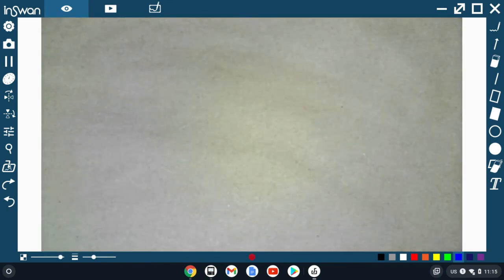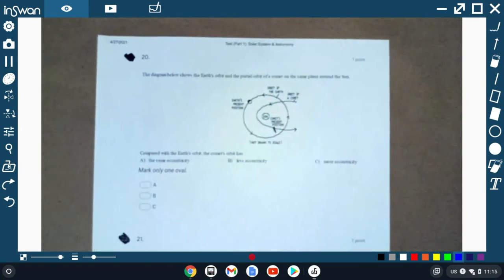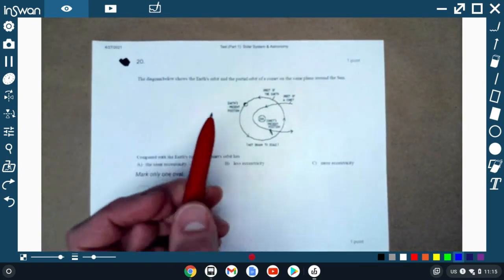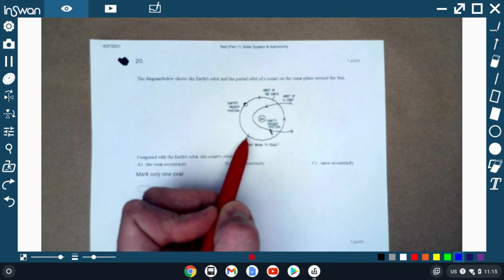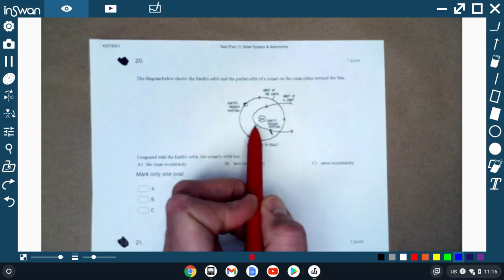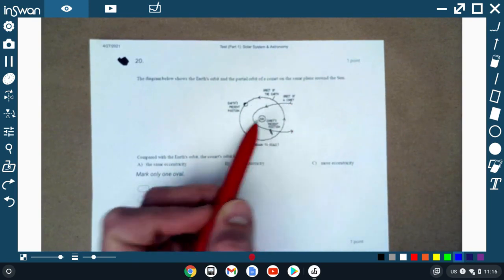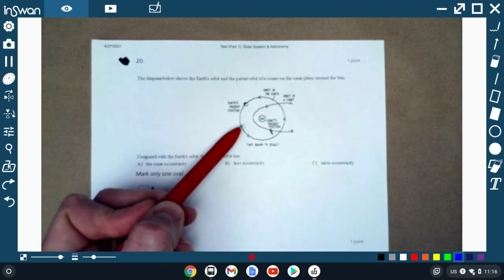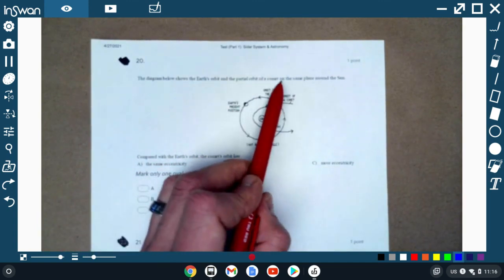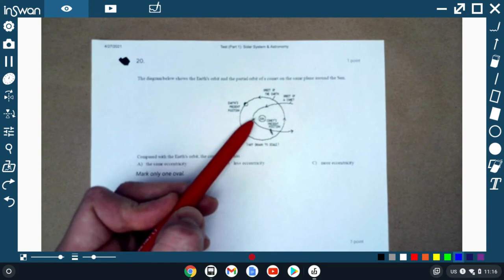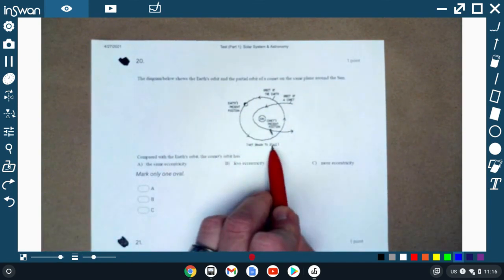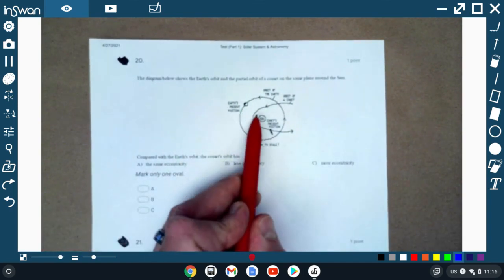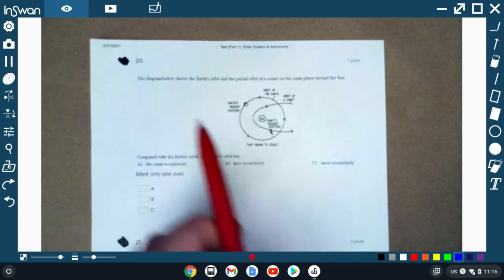All right, moving on to number 20. Okay, so we have a diagram here. This is the Earth's position going around the sun, and this other orbital path is a comet. Now, the diagram shows Earth's orbit and a partial orbit of a comet on the same plane around the sun. Now, remember, this is not drawn to scale. The Earth is much smaller than the sun, and it's also much further away.